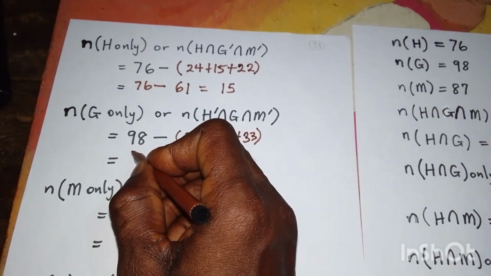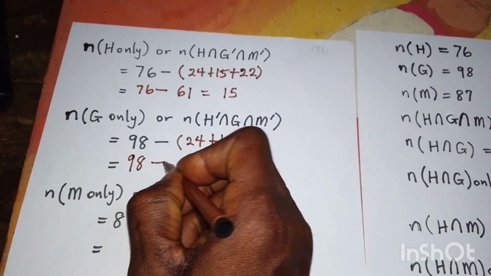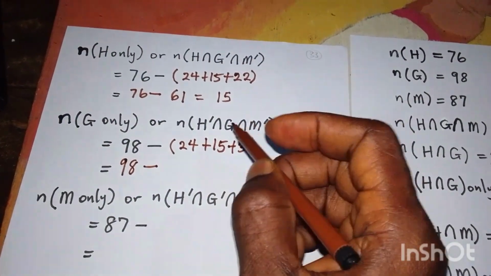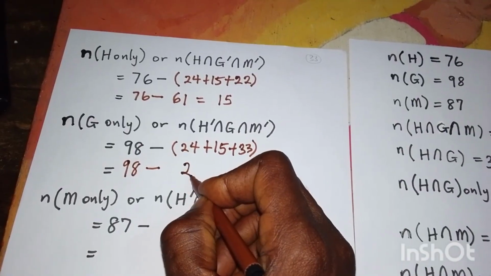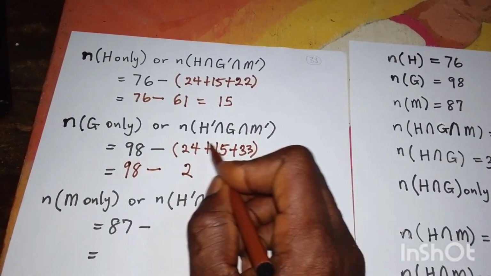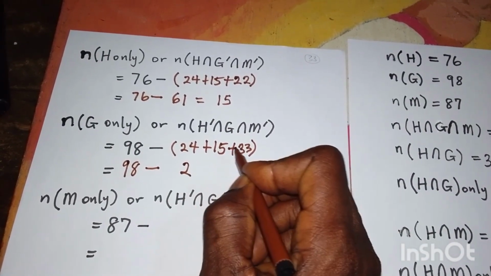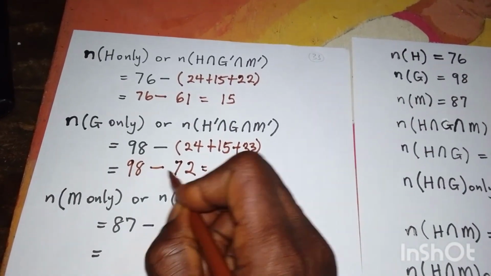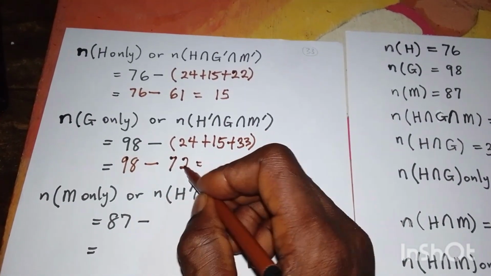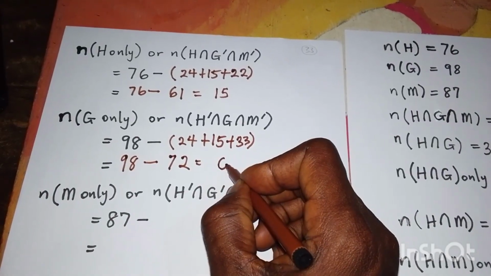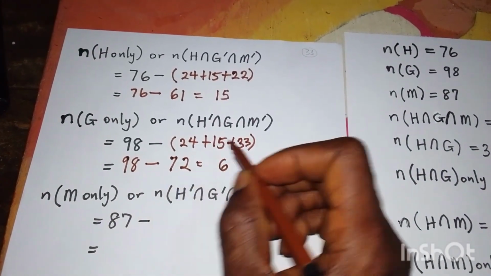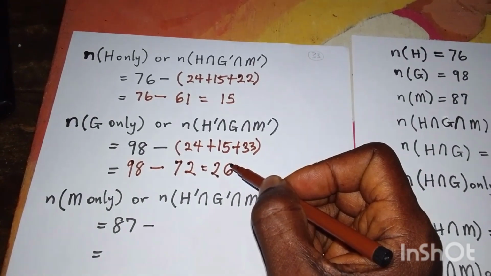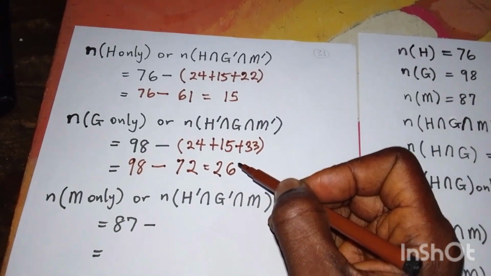So that will give us 98 minus 4 plus 5 is 9, 9 plus 3 is what? 12, remainder 1, 1 plus 2, 3, 3 plus 1, 4, 4 plus 3 is what? 7. So 98 minus 72, 8 minus 2, we are having 6, 9 minus 7, we are having 2. That means 26 students will like only geography.